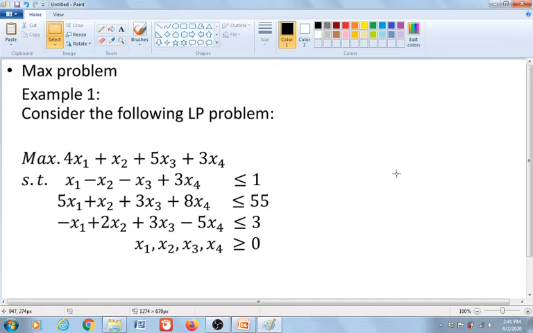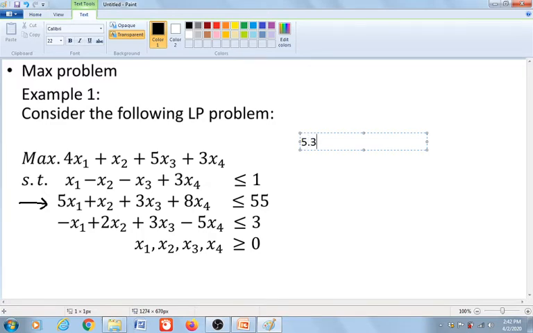The thing that I'm going to do is take constraint number 2 and multiply it by 5 over 3. So I'm going to multiply 5 over 3 times 5x1 plus x2 plus 3x3 plus 8x4 less than or equal to 55.